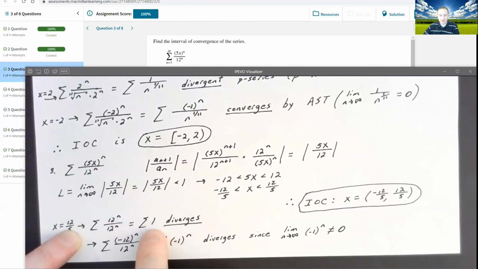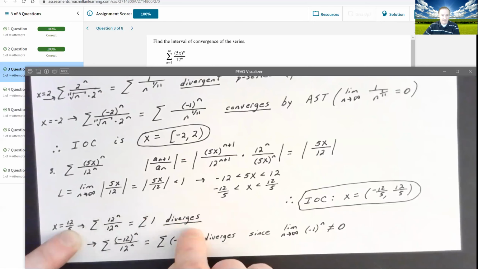Think about that. Your series is 1 plus 1 plus 1 plus 1 plus 1 forever and ever and ever. Clearly, that's not going to converge. It's going to diverge off to infinity. Now, if you wanted to use a formal test, you could say, since the limit of the general term does not equal 0, this diverges due to the divergence test.